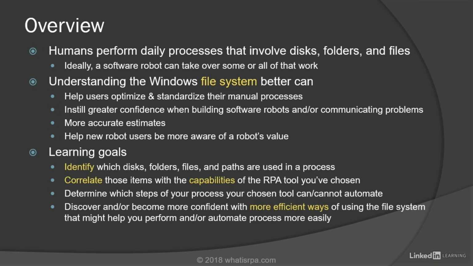The learning goals for this section are going to be to identify which disks, folders, files, and paths are most commonly used in your processes. Then you'll want to correlate those items with the capabilities of the RPA tool you've chosen. Then, determine which steps of your process your chosen tool can or cannot automate. And finally, discover and/or become more confident with more efficient ways of using the file system that might help you perform or automate your process more easily. So let's jump into it.